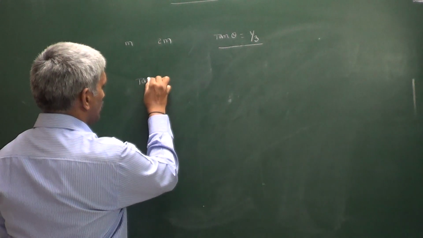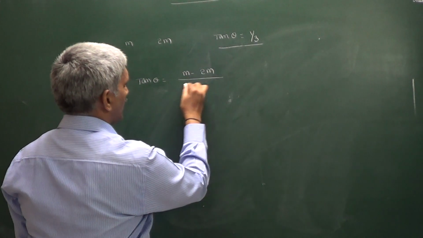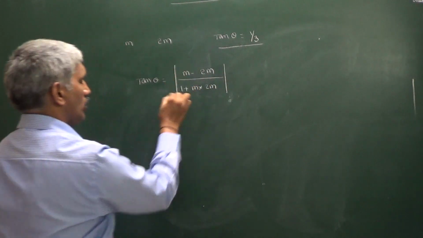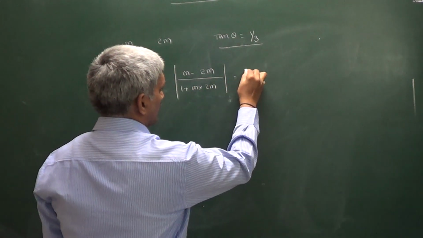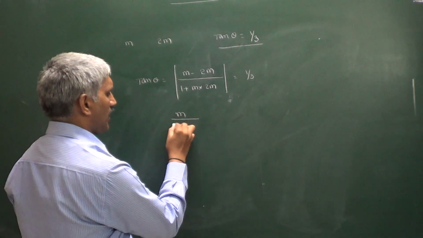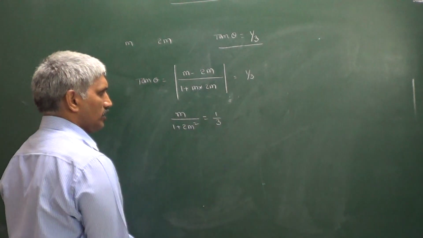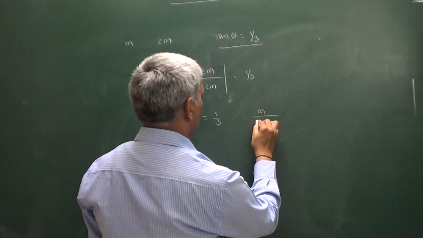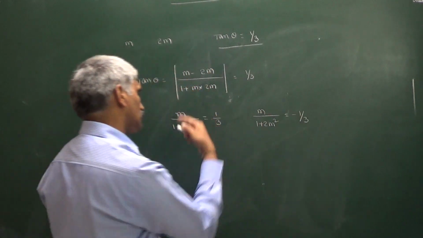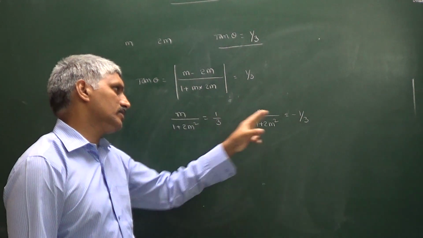Yes, tan theta is equals to m1 minus m2 divided by 1 plus m1 into m2 in modulus. Now tan theta is given as 1 by 3. What happens here? M divided by 1 plus 2m square is equals to 1 by 3. Otherwise we can take it as m divided by 1 plus 2m square is equal to minus 1 by 3. Because we are removing modulus, you will get plus or minus. Modulus removed with the plus, here with the minus.